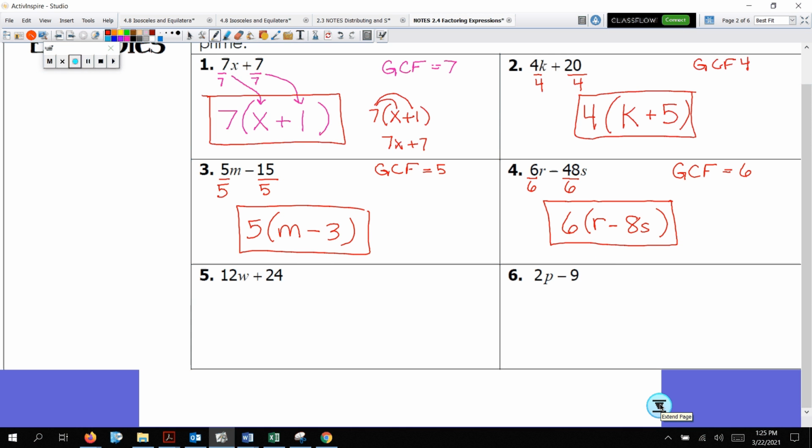Okay, moving on. Now we have 12 and 24. Does 12 go into 24? Yes. So the GCF is equal to 12. So that means I'm dividing both numbers by 12. When you have the GCF, that number goes out front. Open your parenthesis. 12w divided by 12 is just 1w. 24 divided by 12 is 2.